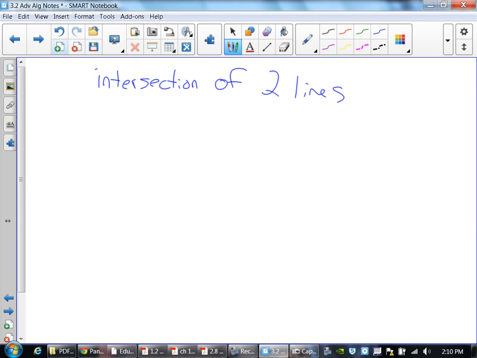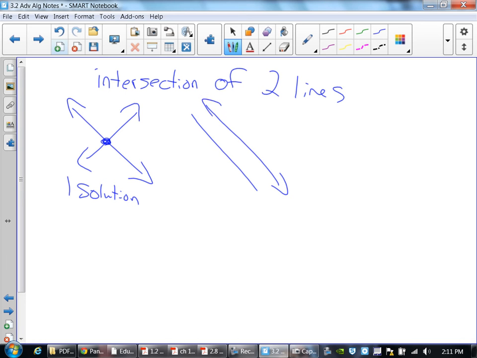And there are 3 possible things that can happen when 2 lines intersect. 2 lines can intersect at 1 spot, which means there is 1 solution. Or 2 lines could not intersect, meaning they are parallel, so they have no solution.